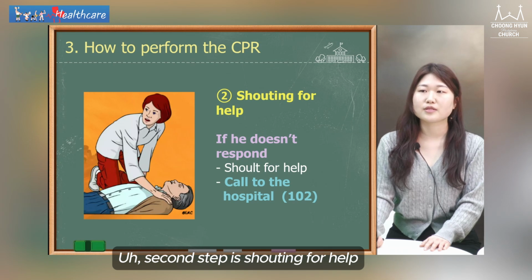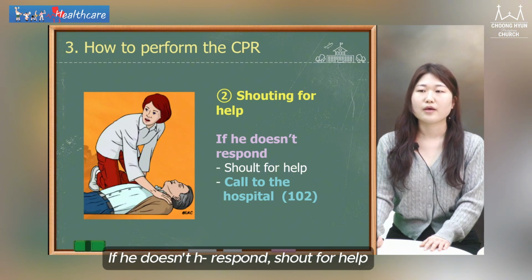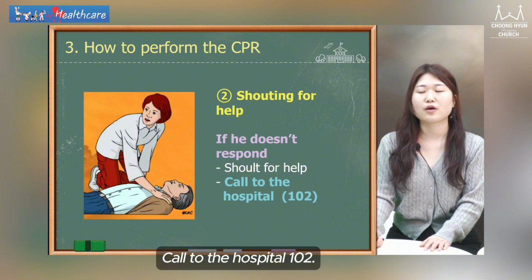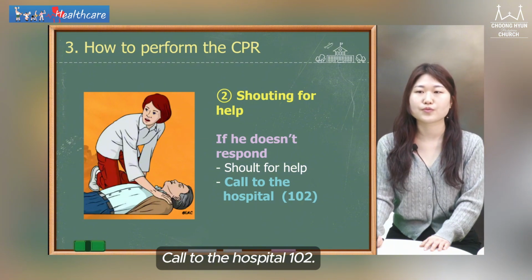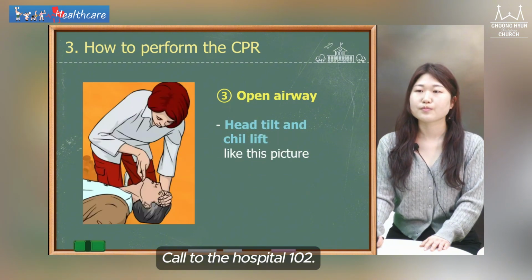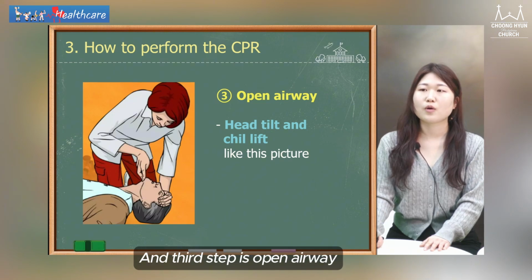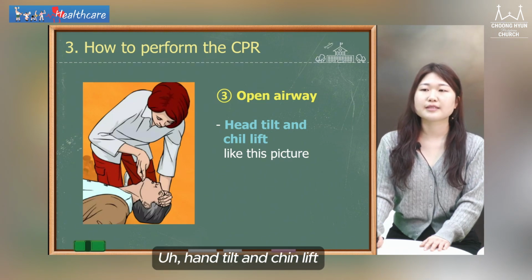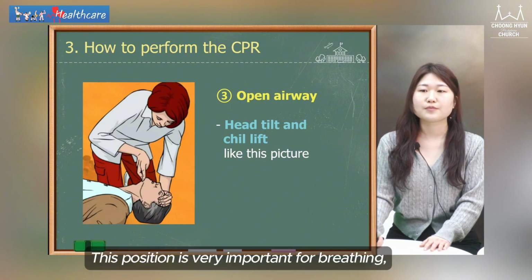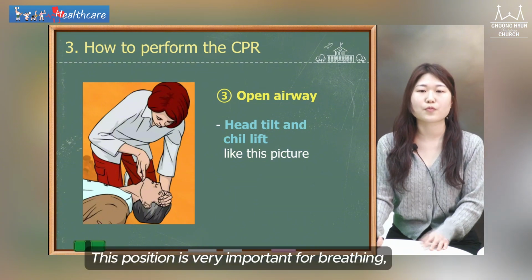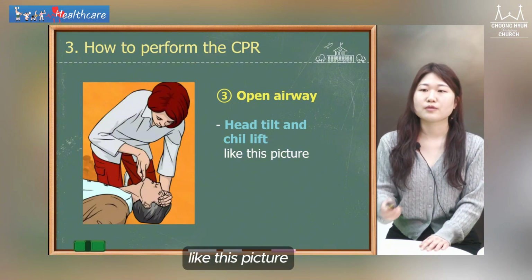Second step is shouting for help. If he doesn't respond, shout for help. Call to the hospital, 102. And third step is open airway, head tilt and chin lift. This position is very important for breathing, like this picture.